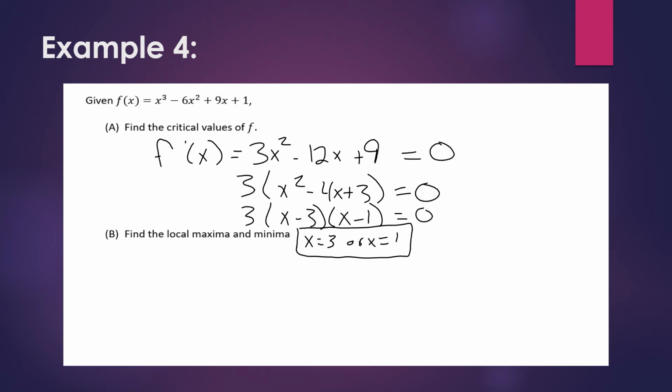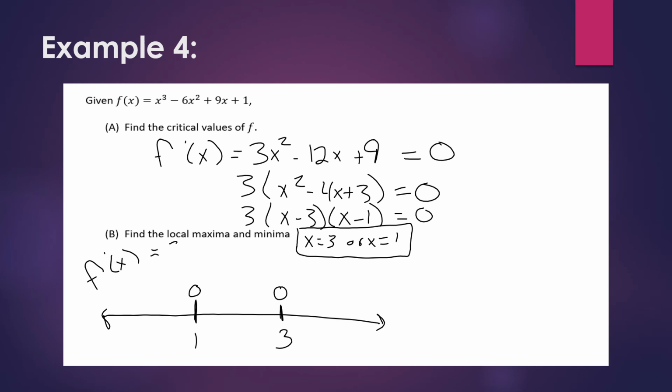So for B, it says find the local max and min. So number line, and again, we're working with the derivative here. I know that my derivative is 0 at x equals 1 and at x equals 3. So I just need to check on these intervals. What happens when I'm less than 1, between 1 and 3, and greater than 3? So let's plug in some test values. If I am less than 1, remember I'm plugging into 3 times x squared minus 4x plus 3. So let's plug in something like 0. I'm going to get 3 times 3, that's a positive.